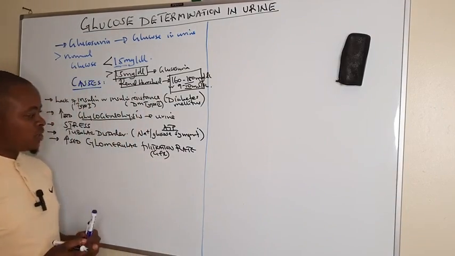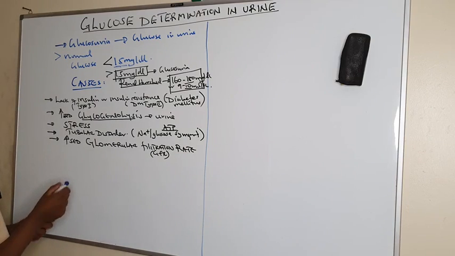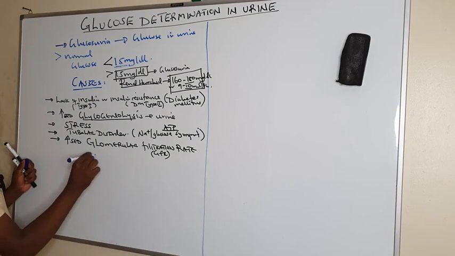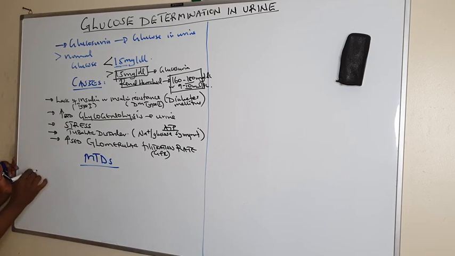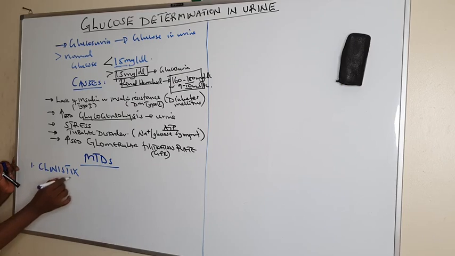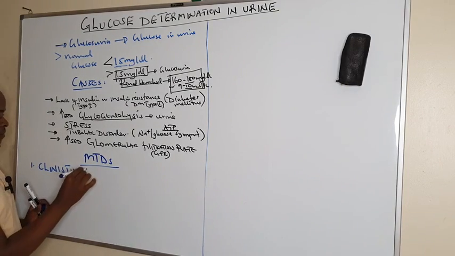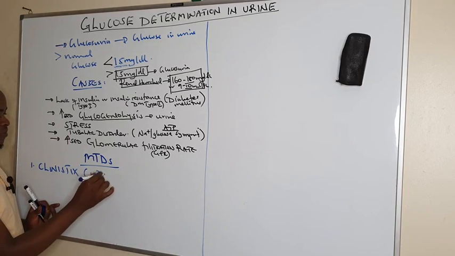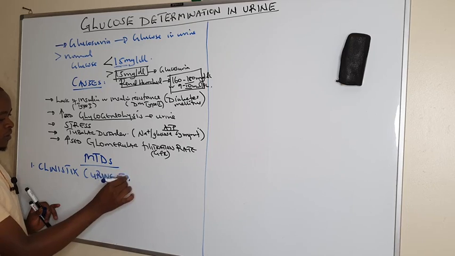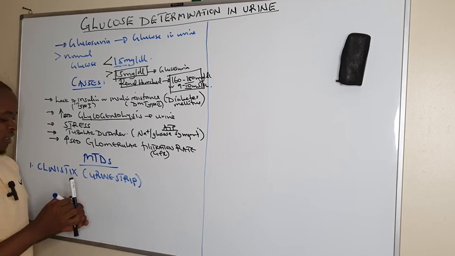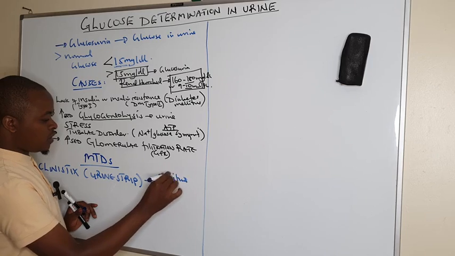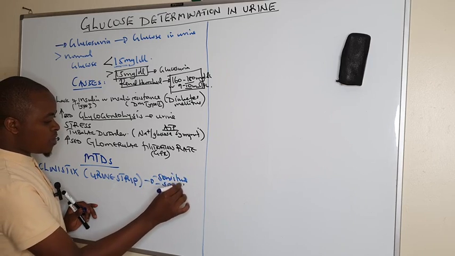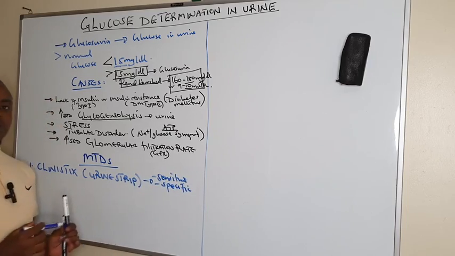So after looking at the causes, now we are going to look at methods of determination. How can we determine glucose in urine? One of the methods is Clinistix. With Clinistix you are using a urine strip. This is the most accurate, sensitive and specific, compared to other methods we are going to discuss.